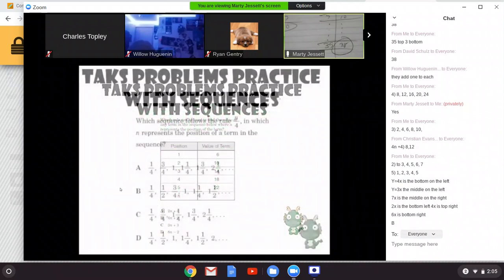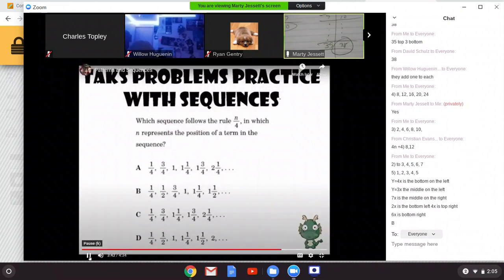Which sequence follows the rule n divided by 4, in which n represents the position of a term in the sequence? And this time they give you the rule. You have to figure out which one of those sequences is the right one for that rule, instead of vice versa. And you can see they all start out correctly. N starts as 1, so you have 1/4 to start for all of them. So you have to look at other numbers past that to help you figure out which is the right sequence for that rule.